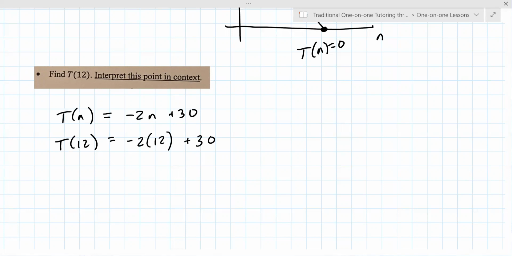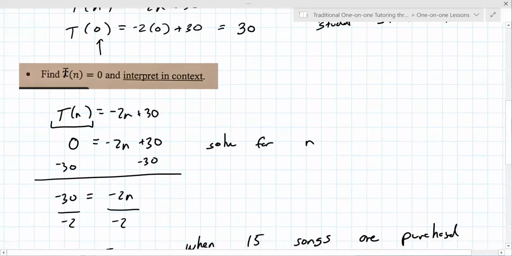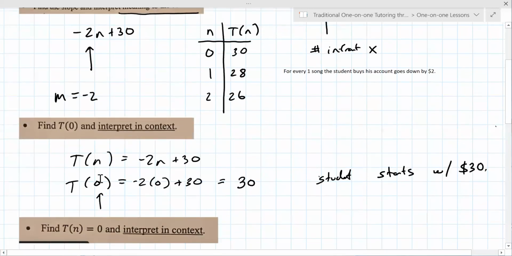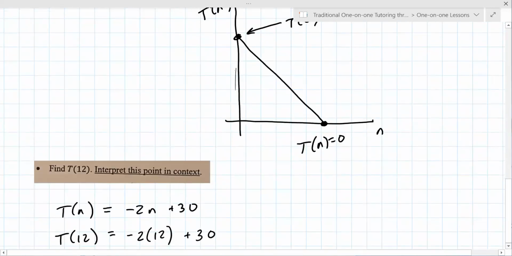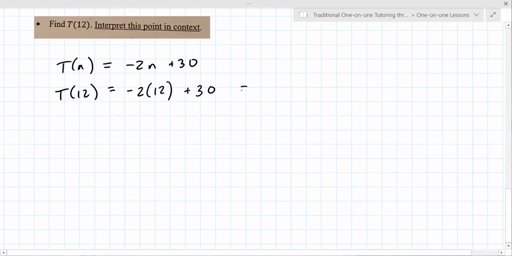Okay, so when you see it like that, t is 12. n is 12. n is the thing in parentheses. So then, like on the other one where it's 0, it's the same thing, just instead of 0, it's 12. That's right. It's like this one where you put 0 in for n. Okay, I get that. So then you get negative 24 plus 30 equals positive 6.